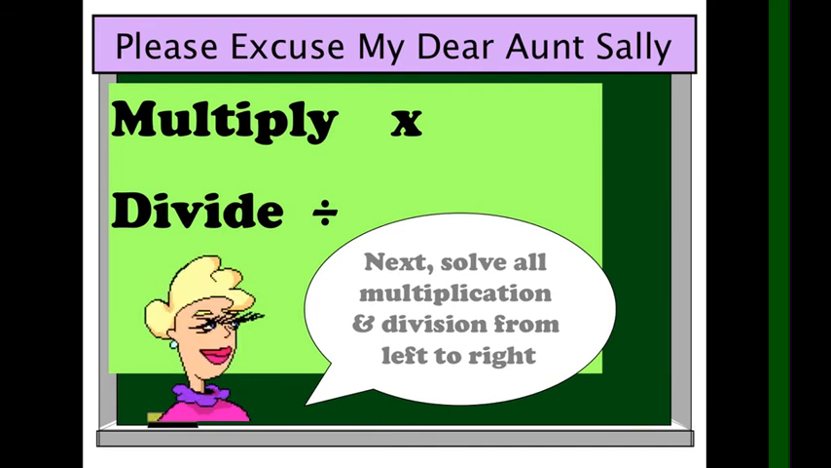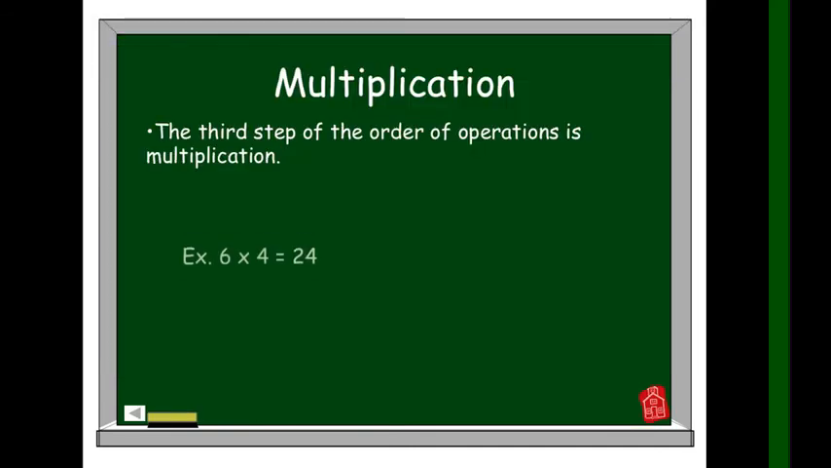Okay? Now, let's have an example. 6 times 4. As we all know, that's a multiplication symbol. So, the answer is 24.